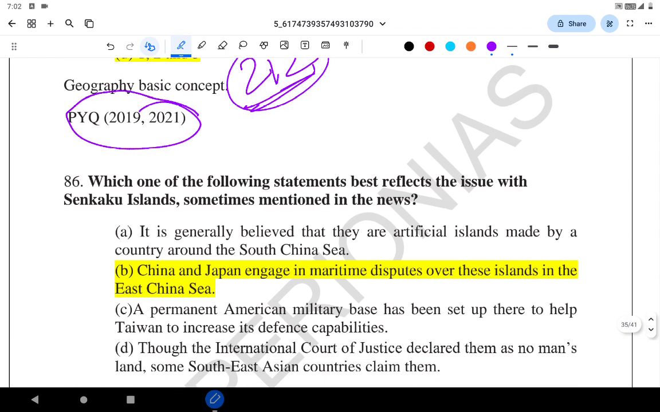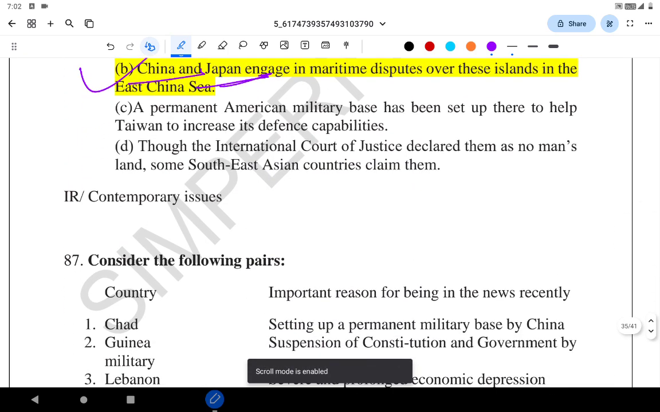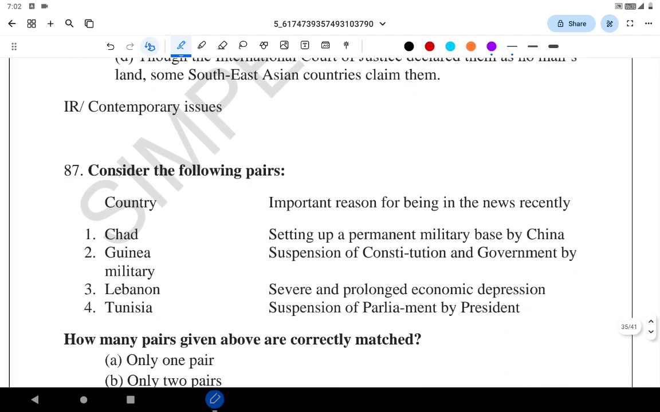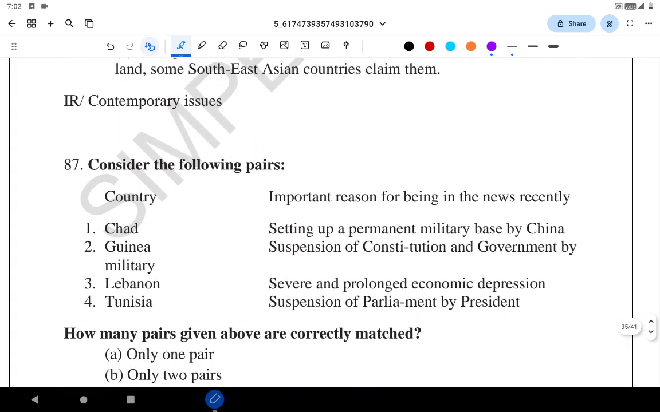Which one of the following statements best reflects the issue with the Senkaku Islands? See, Senkaku Island is a disputed territory in the East China Sea between China and Japan. It's directly given. Next question. They have given the country and why it was in the news. Chad, setting up of a permanent military base by China.